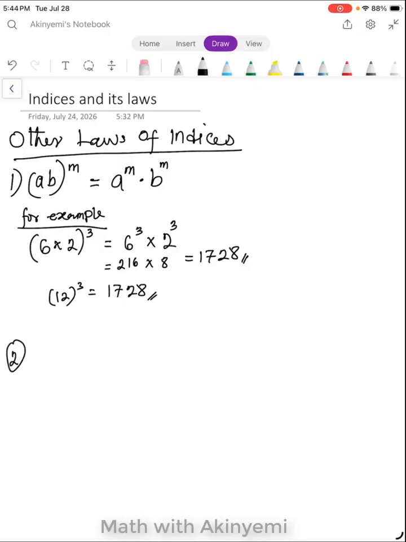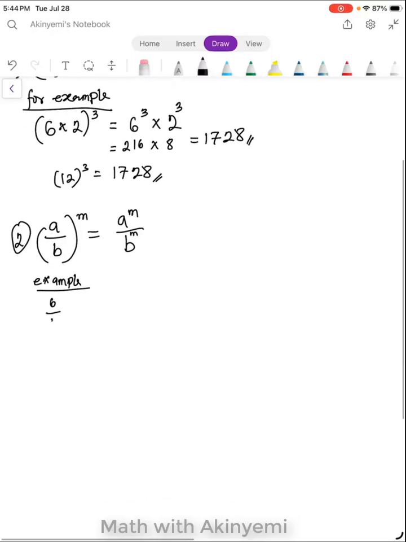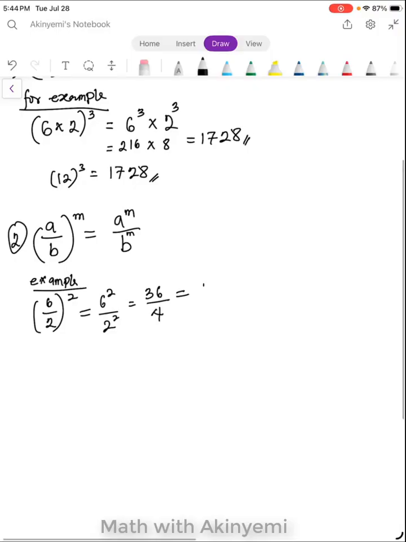The other one is also the same rule, like saying (a/b) raised to power m is the same thing as saying a raised to power m over b raised to power m. Example, let's look at (6/2) raised to power 2. It's the same thing as saying 6 squared over 2 squared, which is equal to 36 over 4, equals 9. Okay. Let's do another one.